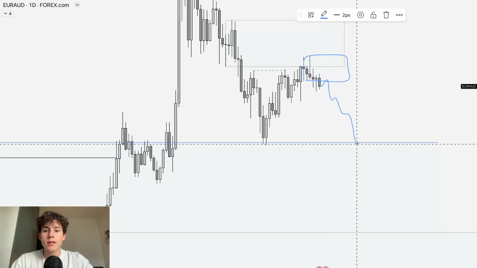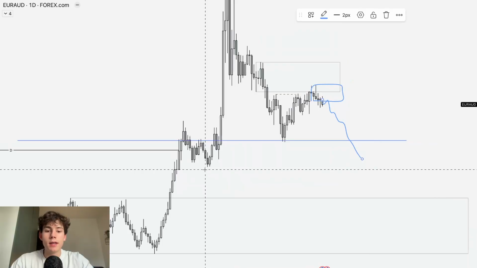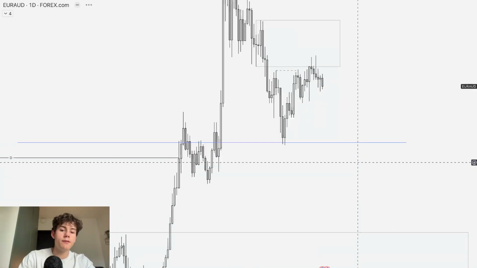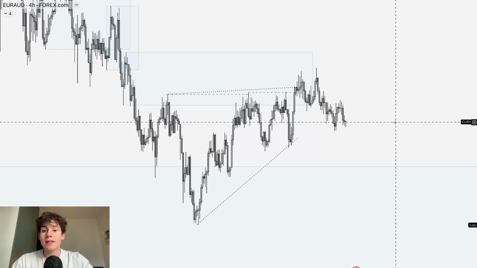So what I'm looking for is to continue down lower, like I said, to take liquidity at this weekly low. So that's what I'm going to be waiting for on Euro AUD, or at least looking at.